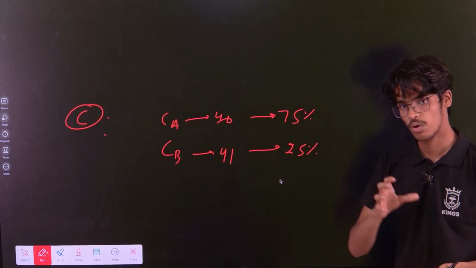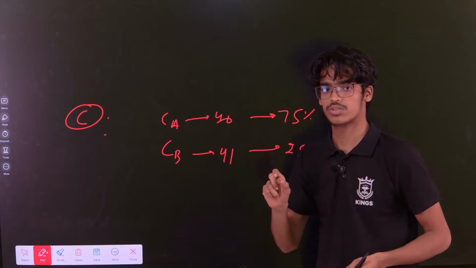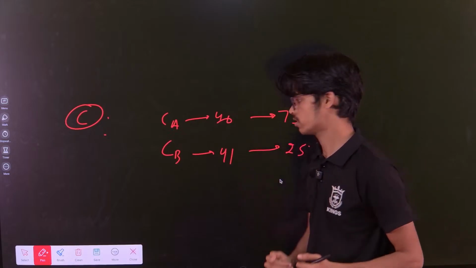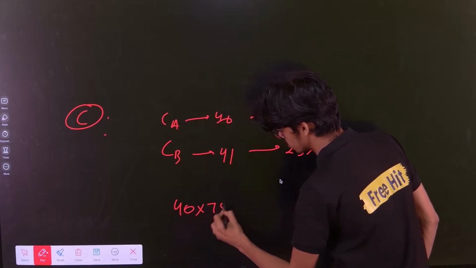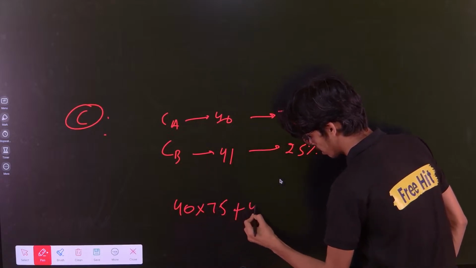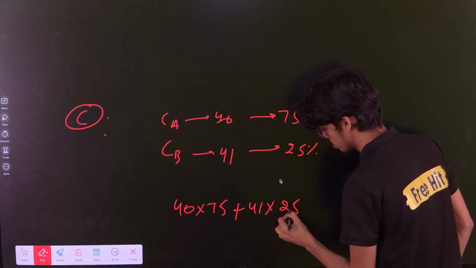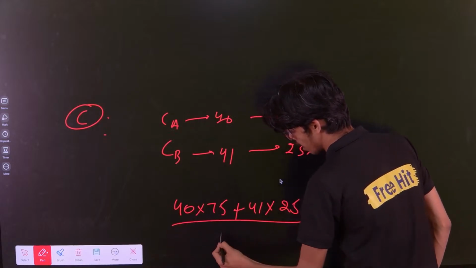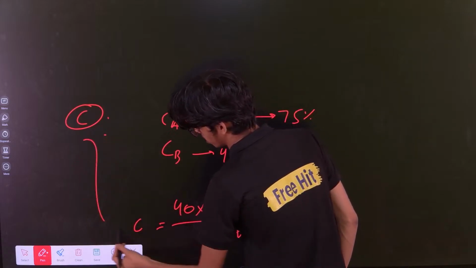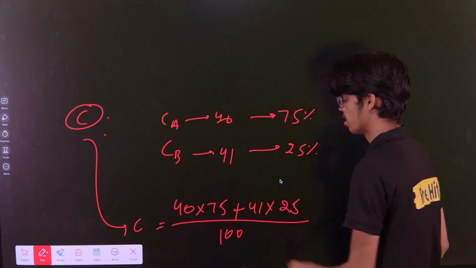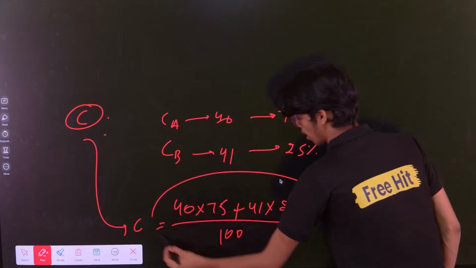No, you will not say either of them. You should say an average, a weighted average. Because 40 is present 75 times and 41 is present 25 times, divided by 100. So this is the mass of carbon, the average molecular mass that should be written. I hope now you understand.